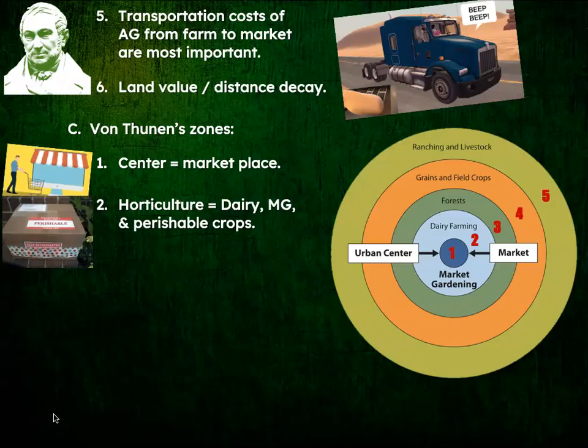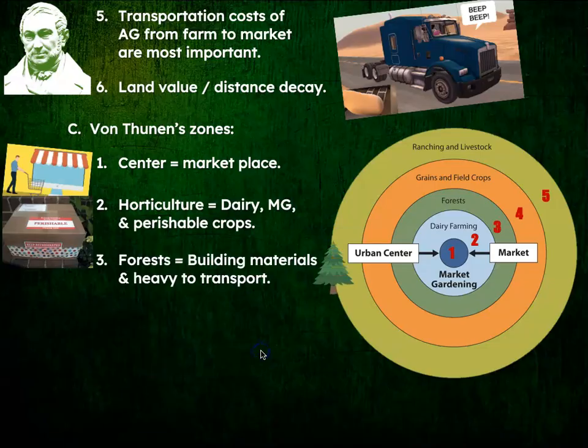And the farmers who are involved in that economic activity, market gardening and dairy farming, are going to be able to get the output of that to market before it can go bad. All right. So that is your horticulture zone represented on our little bullseye in the light blue. Okay. Your forest zone. There you go.